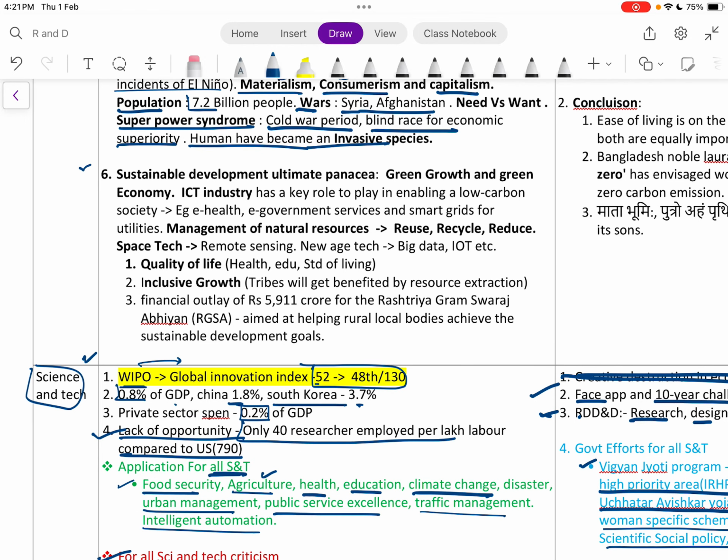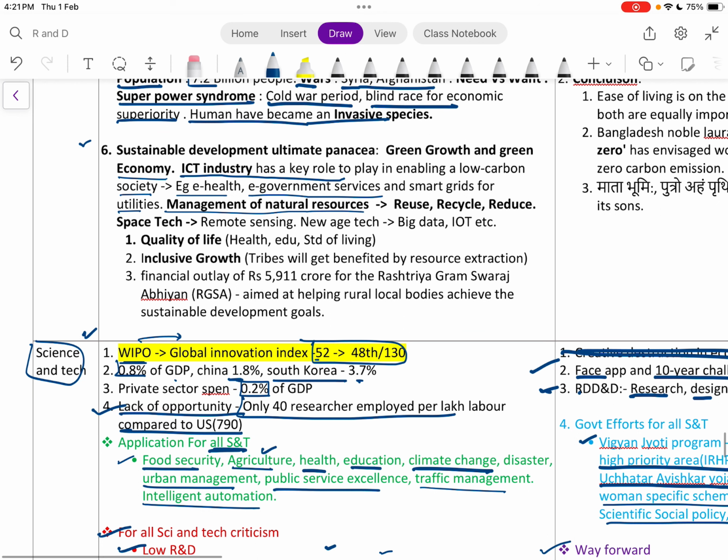Sustainable development is the ultimate panacea: green growth and green economy. ICT industries have a key role to play in enabling a low carbon society: e-health, e-governance services and smart grid for utilities. Management of natural resources: reuse, recycle, reduce. Space tech, remote sensing, new age technology, big data, IoT, improving quality of life, human health, education, standard of living. Inclusive growth, where tribes will benefit by resource extraction.